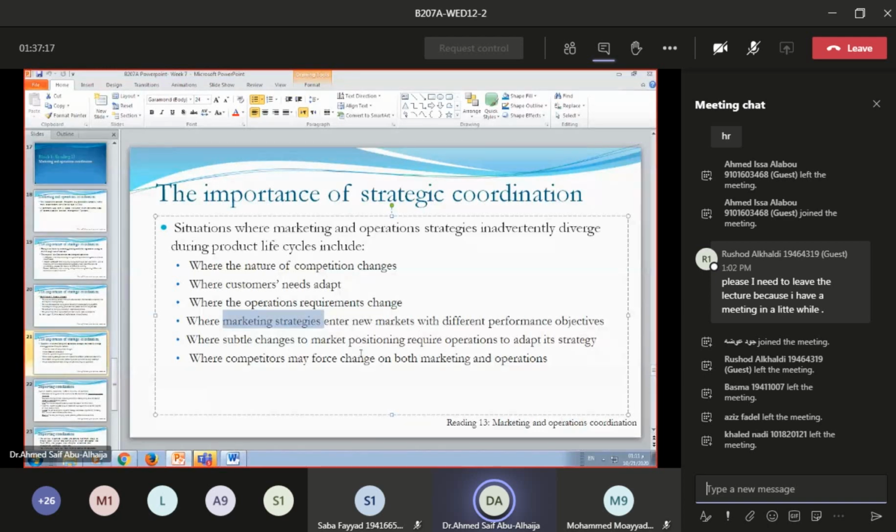Certain changes to market positioning require operation to adapt its strategy. You may use one market positioning, right? But in different markets, what you need to consider, especially if there are some differences between the markets, especially once we talk about cultural differences or legal differences. So these are actually examples of situations where marketing and operation strategies inadvertently diverge, okay, during the product life cycle.